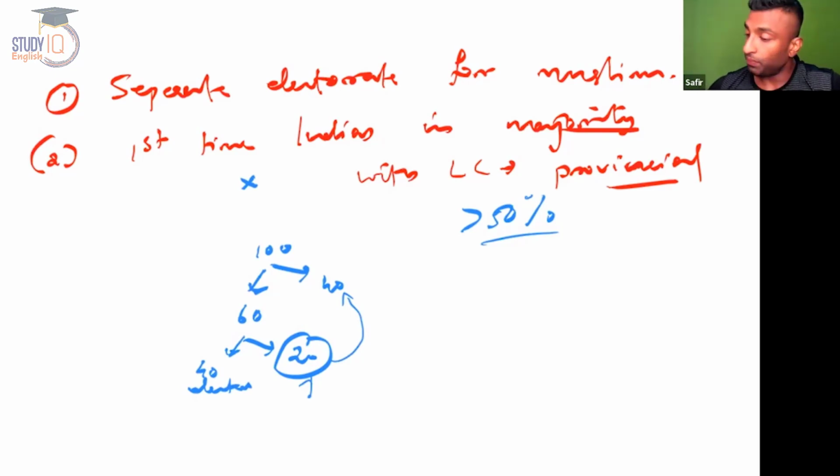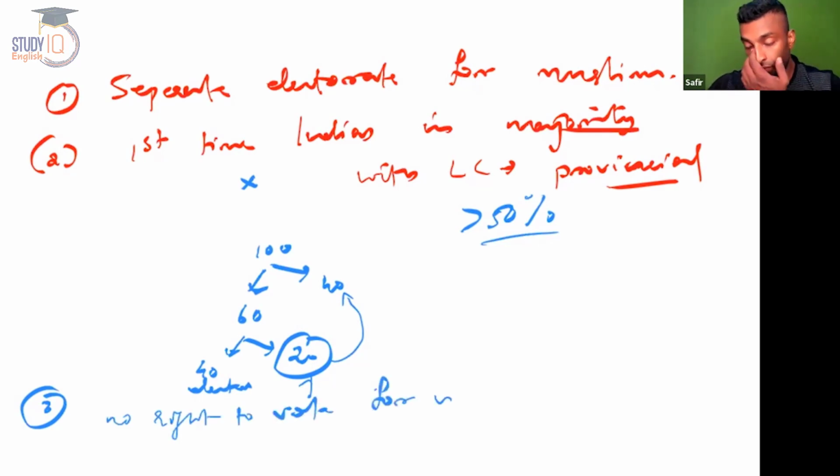Now the third one, no right to vote for women. So what will be the next one? If it is related to this, there will be right to vote for women, but not based on adult franchise, limited franchise. No right to vote for women. And then voting rights over budget were not granted. No voting rights over budget.